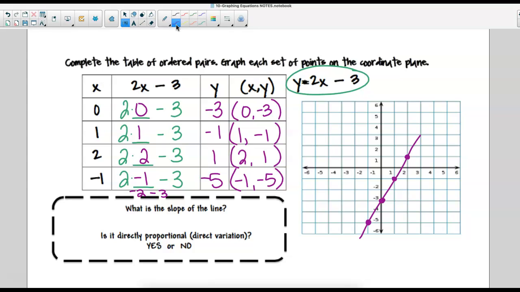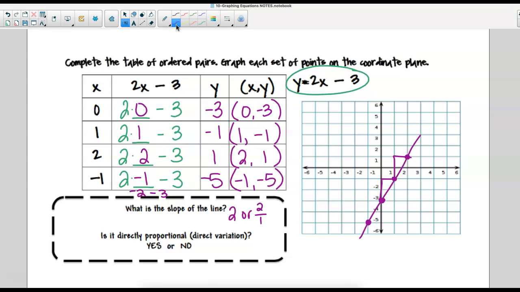What's the slope of that line? Jack. 2. Or 2 over 1. On the graph, up 2 over 1. Where do we get that on the equation? Where's the 2 in the equation? Here's our equation. Where's the 2? Right in front of the x. That's our slope. Whatever number is in front of the x is your slope all the time.